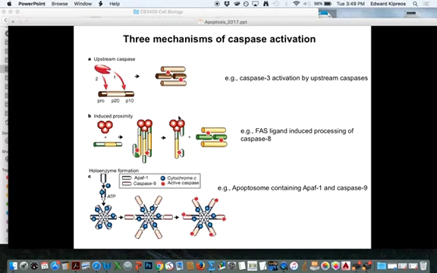So this is how all the downstream caspases get activated, by cutting them. Okay? So now there's two ways that we're going to talk about to activate the upstream caspases. That's the caspases that are cutting these downstream caspases. All right? So there's induced proximity.